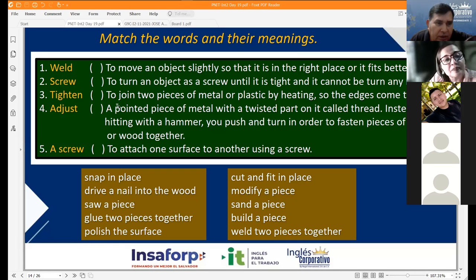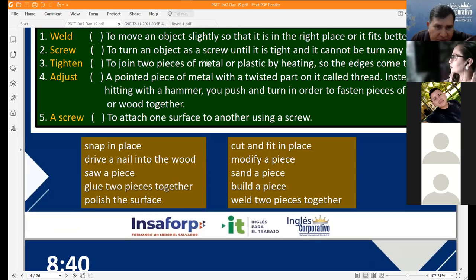Okay. The next one. To join two pieces of metal or plastic by heating so the edges come together, okay? A pointed piece of metal with a twisted part on it called thread. Instead of hitting with a hammer, you push and turn in order to fasten pieces of metal or wood together. To attach one surface to another using a screw. Okay, now this is what you're going to be doing, but extra vocabulary.